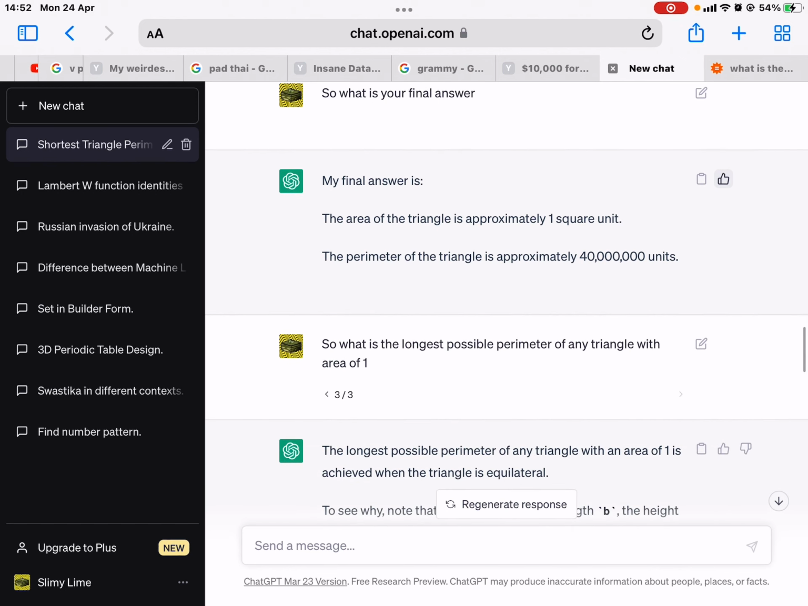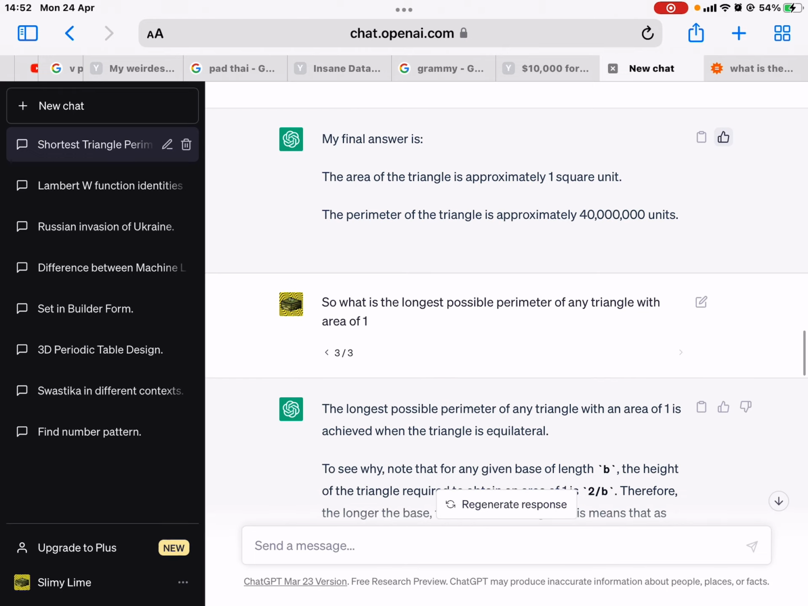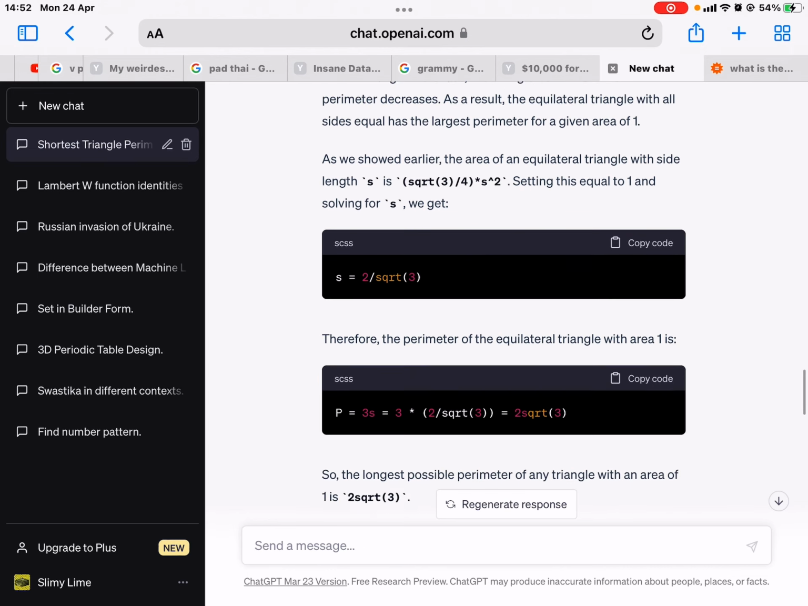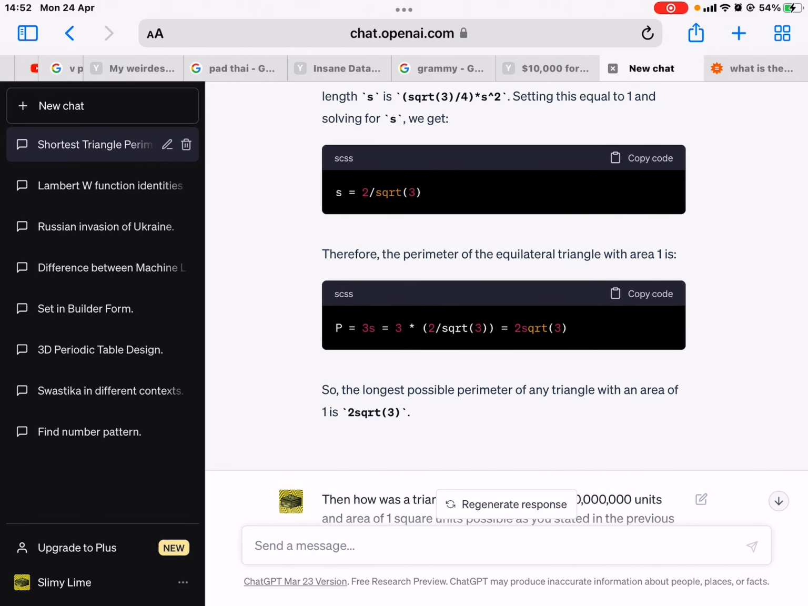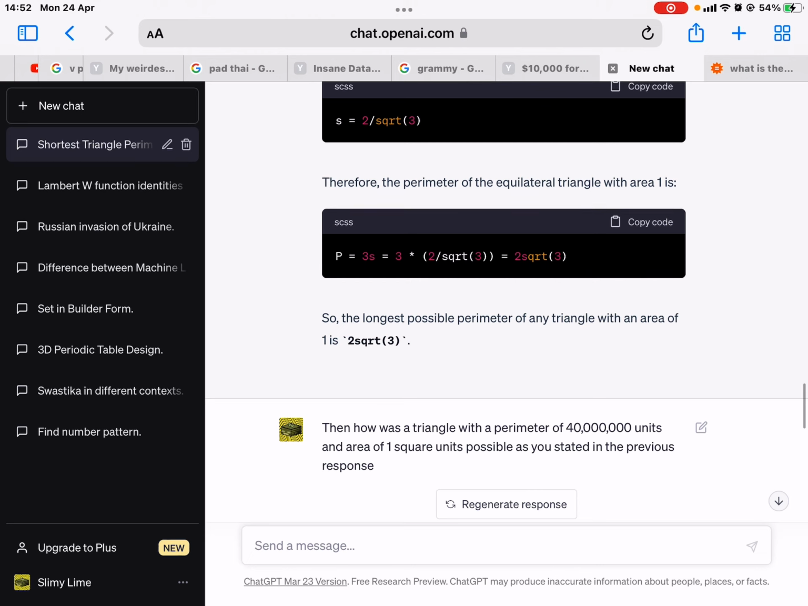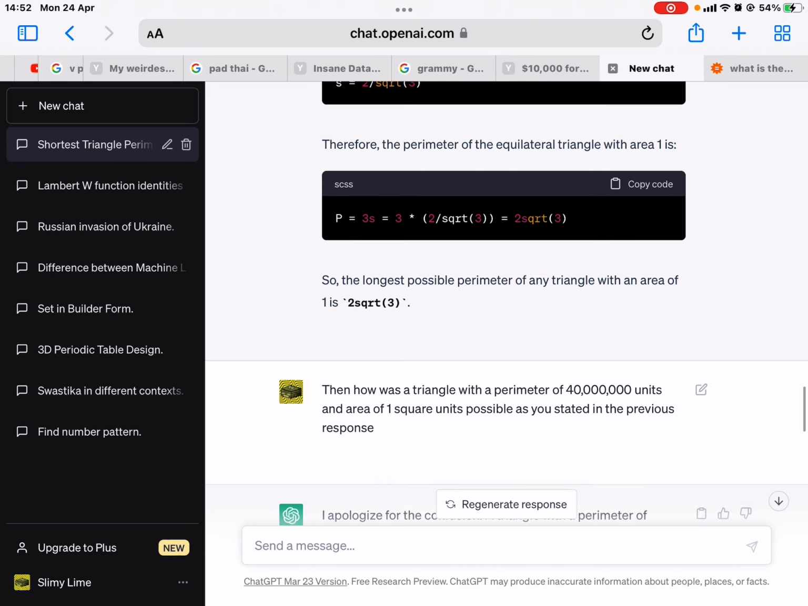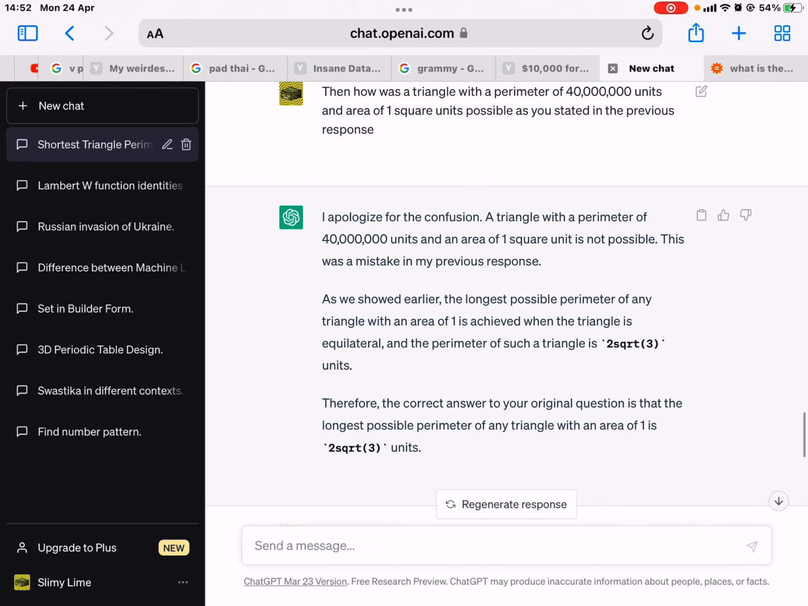So I asked it again, so what's the longest possible perimeter of any triangle with area of 1? And then it went through all this calculation again, and then got 2 square root of 3 again. So then I asked it again, how is a triangle with a perimeter of 40 million units and an area of 1 square units possible, as we stated in the previous response? And it apologized again. But then it said a triangle with a perimeter of 40 million units and area of 1 squared unit is not possible, and this was a mistake. And so it showed 2 square root of 3 as its final result again.